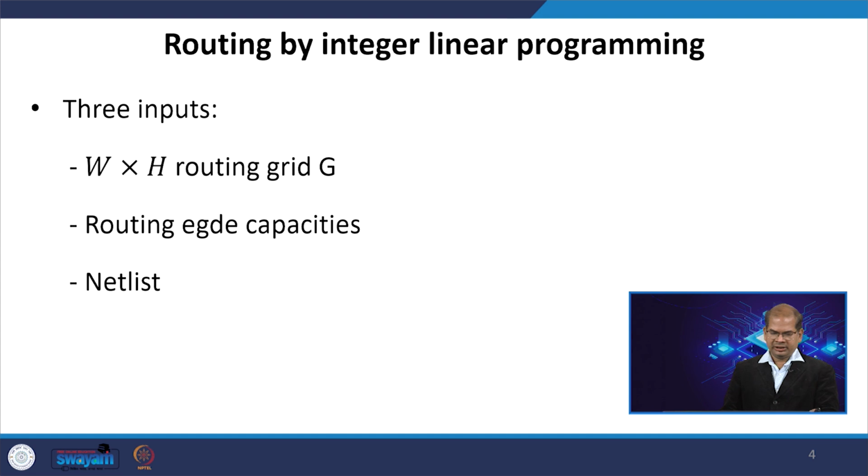So, what are the inputs to our integer linear programming algorithm? There are 3 inputs. One is the W cross H of the routing grid, the width and height of the routing grid. Second is the routing edge capacity, the capacity of the interconnects, basically routing tracks. The third is the netlist given to the ILP program.